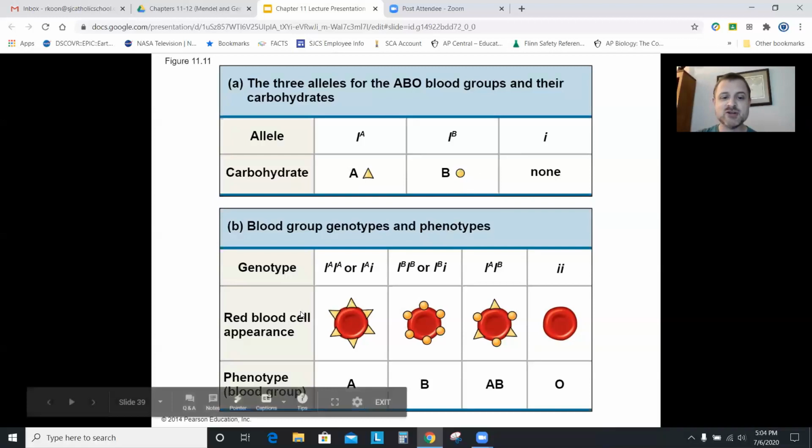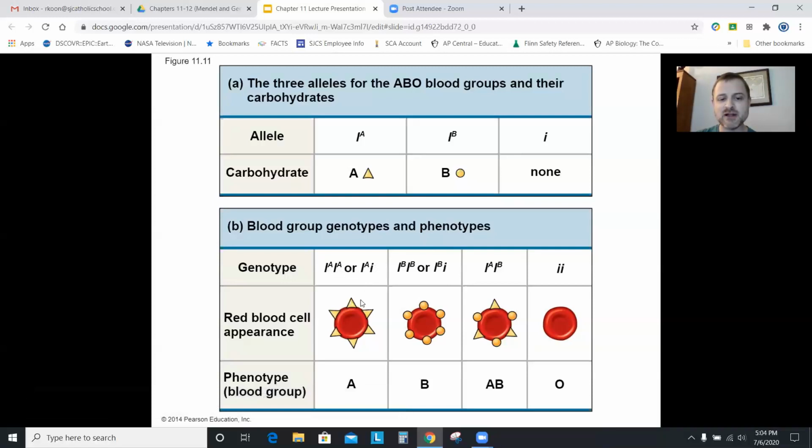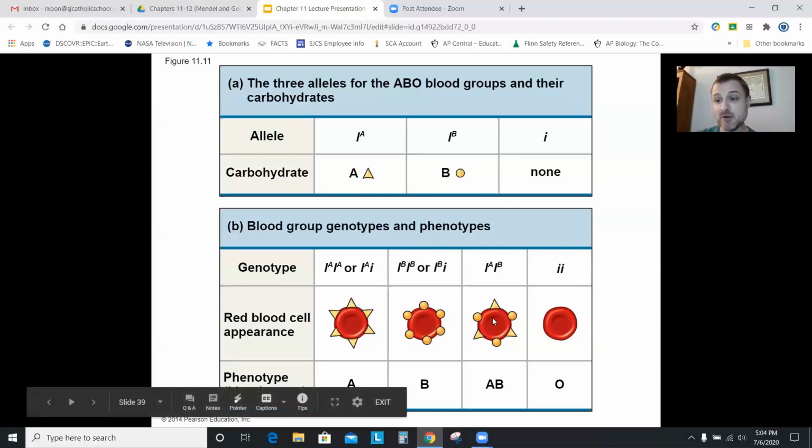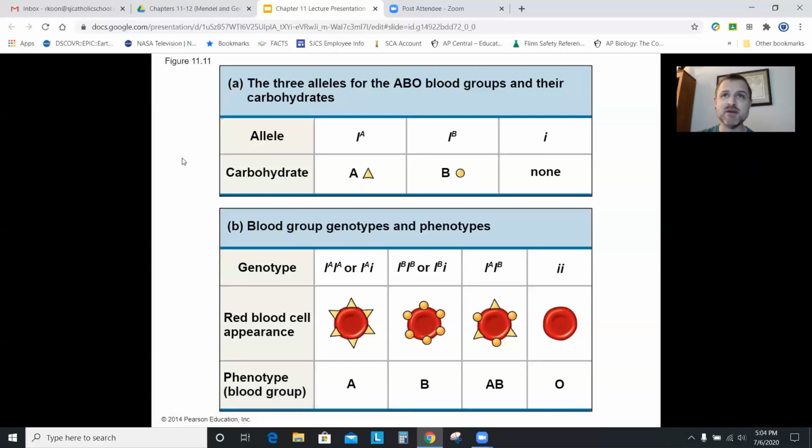So if you're immunoglobulin A, you can read this, you have the A surface feature. B, you have the B. A and B, you have both of them. And little i, you have none of them. So that's A, B, AB, or O. So there's multiple different alleles that code for the ABO blood group and type. With Mendel's things, there were two, purple or white, round or wrinkled. Usually there's more than two.